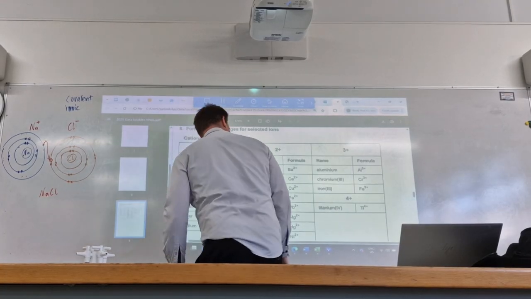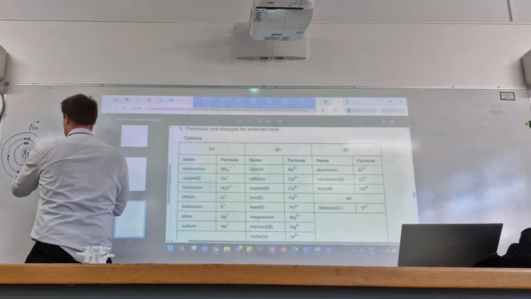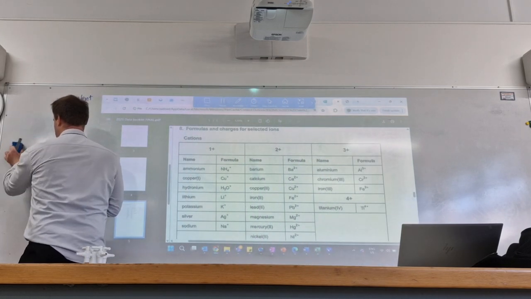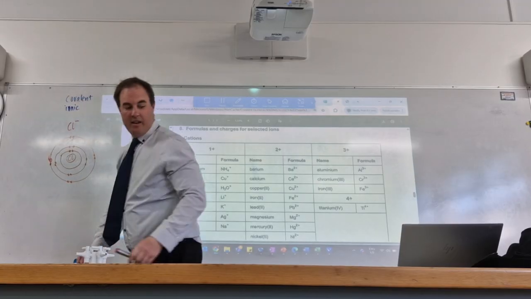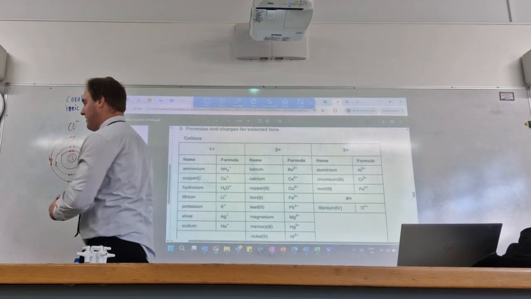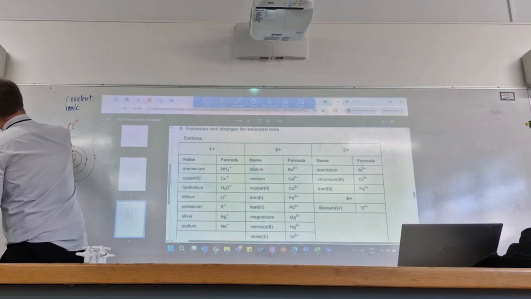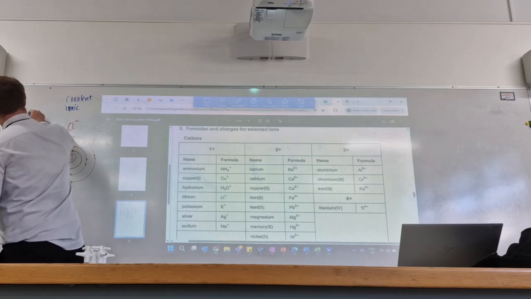Let's say, for example, instead of sodium, what if we had magnesium? So sodium had 11 electrons, magnesium has 12. So if I draw a magnesium over here, and we've got 1, 2, that's full. 3, 4, 5, 6, 7, 8, 9, 10, that's now full. And then we go into a third shell, 11, 12.